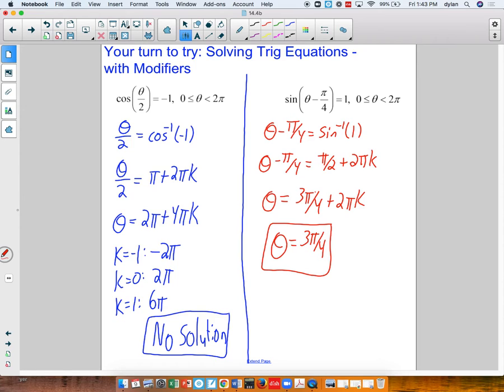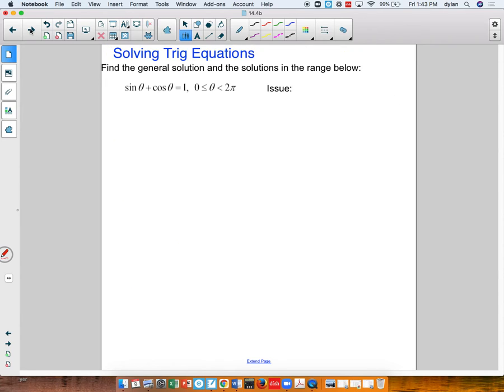So our final example here that we're going to look at is another one that doesn't have modifiers, but is just a slightly more tricky problem that gets kind of interesting. So take a look at this problem. Sine theta plus cosine theta equals 1. So there's an issue here, right? And the issue here is that we have two different trig functions, which makes it much harder to solve.